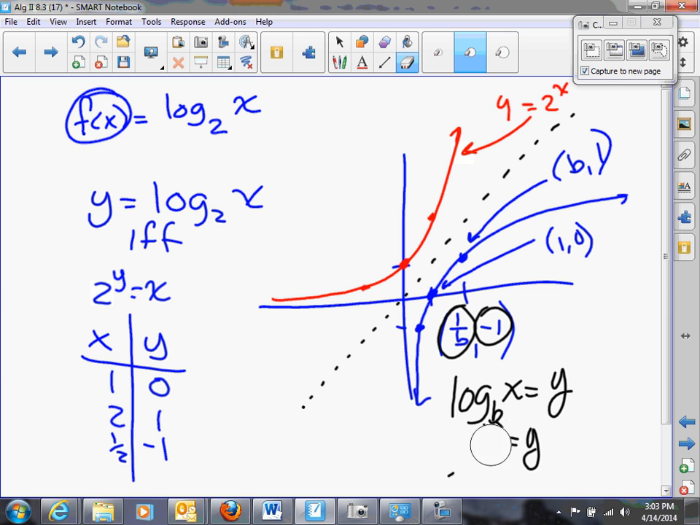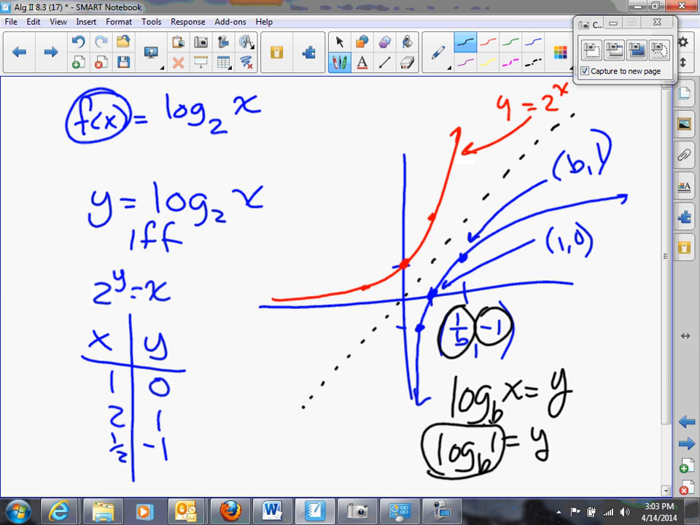Now, also, let's take a look at the second point. If we were to put 1 in, we have log base b of 1 equals y. Now, if we read this the way I showed you a little bit earlier, what exponent would you put on b to get 1? Well, anything to the 0 power is 1, so y would be 0 at that particular point, right? So we get the point (1, 0), and that's going to be on the logarithm graph as well.